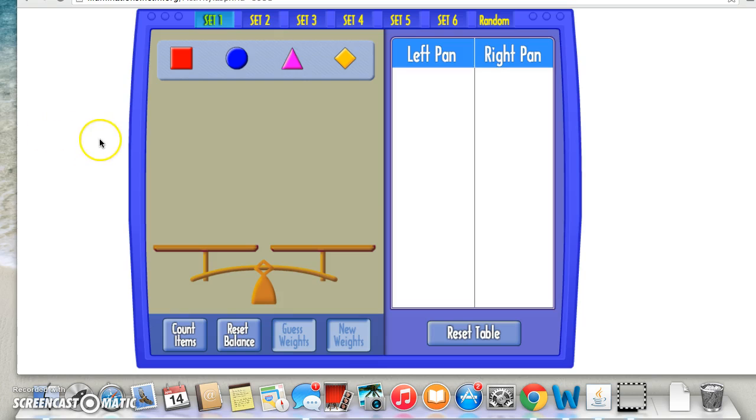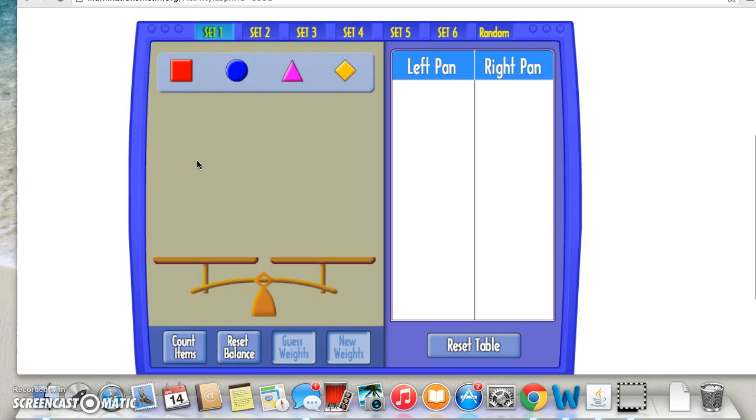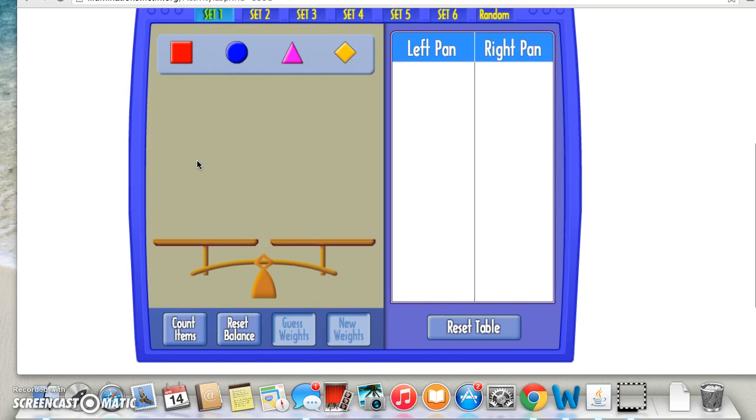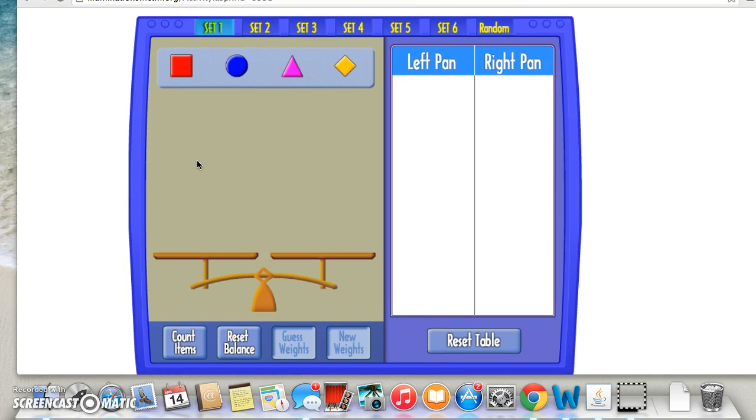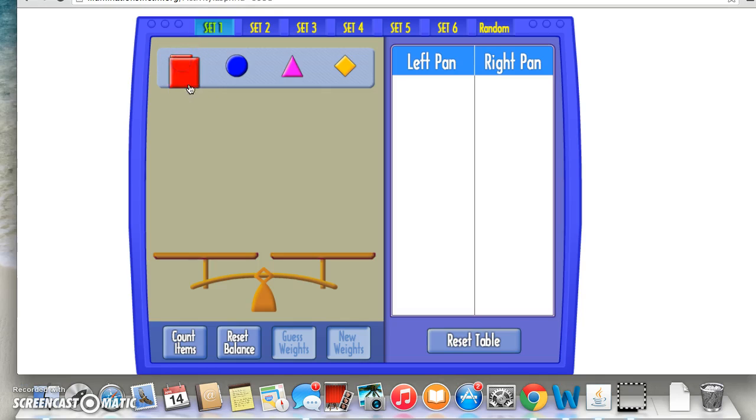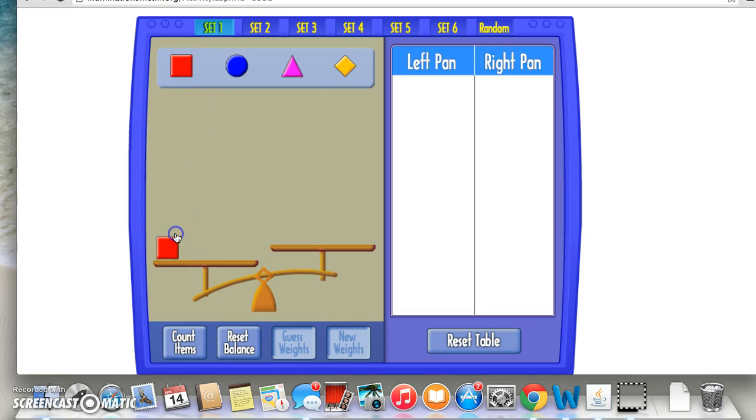So I will be using the virtual manipulative called Pan Balance on the Illuminations website, and I will just show you a little bit how this works. So the students will start off by adding a shape to one side of the balance, and you can see one side goes down, and what they will do is try to figure out what shape equals 1 square.